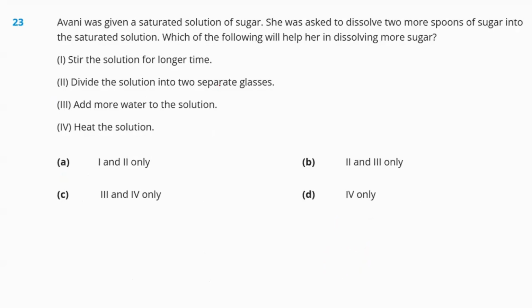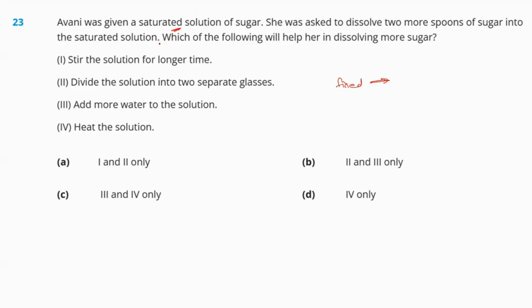Question number 23. Avni was given a saturated solution of sugar. She was asked to dissolve 2 more spoons of sugar into the saturated solution. Which of the following will help her in dissolving more sugar? What is a saturated solution? When in a fixed volume of solvent, we have reached a point that more sugar will not be dissolved. That is our saturated point. That is our saturated solution.